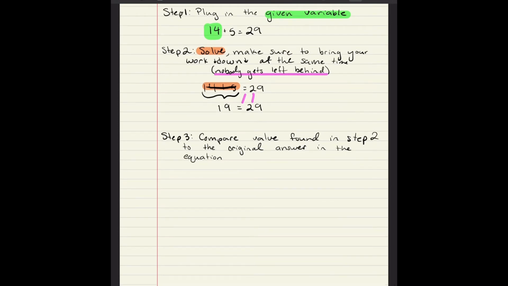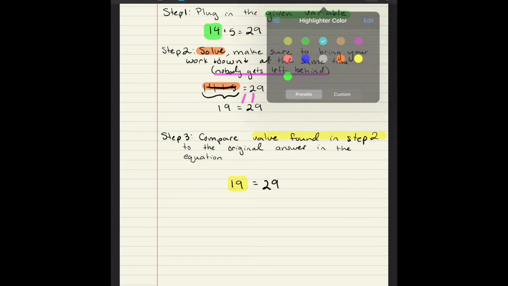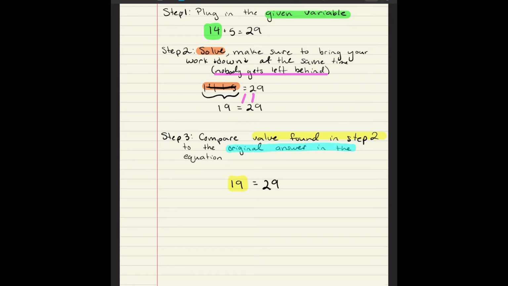And step 3 is to compare the value found in step 2 to the original answer in the equation. So this is the value we found in step 2. And 29 is the original answer in the equation. So we need to compare them. When we see the equal sign, we're saying that they're equal. Are these two equal? No. So it is not a solution.